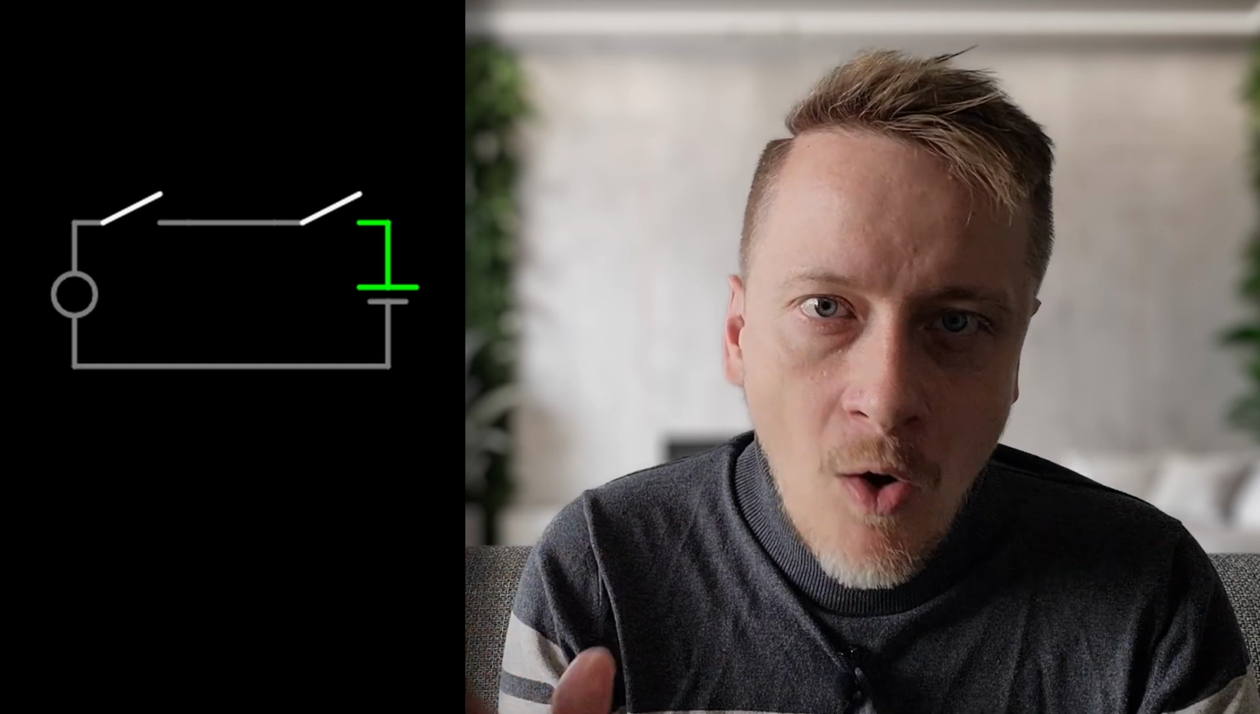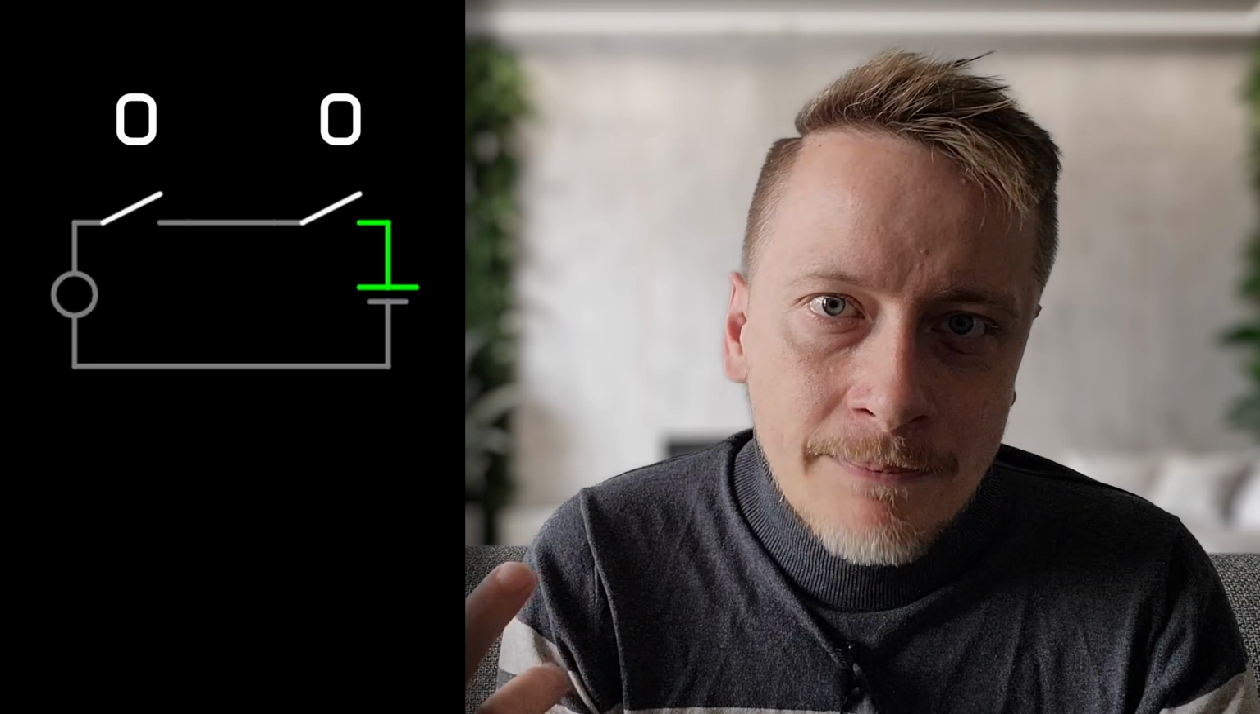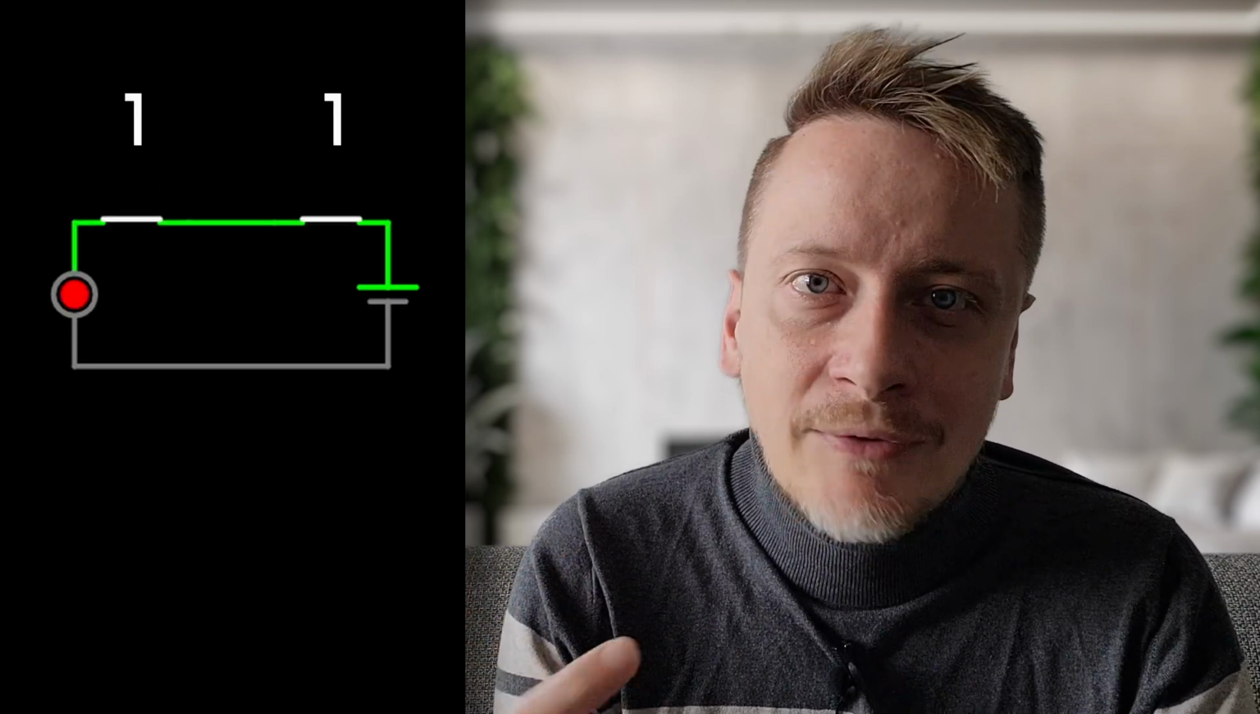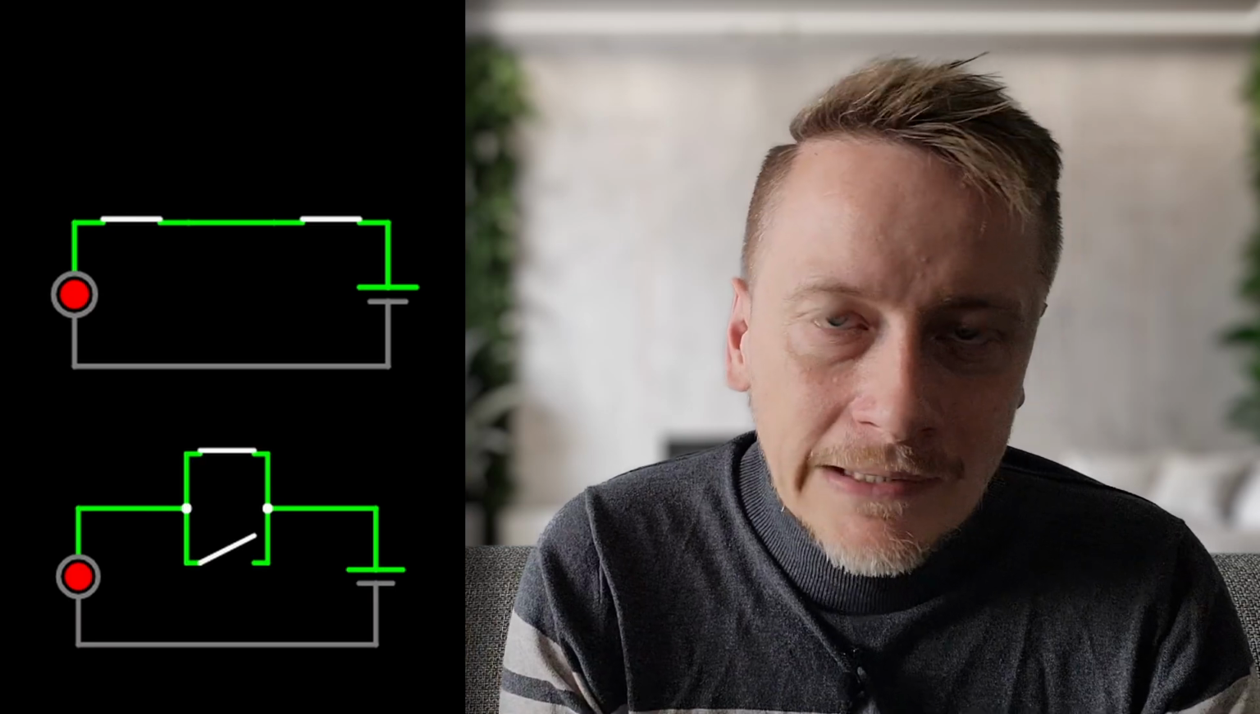Picture two light switches, one on the left, one on the right. If both switches are off, that's 0, in binary, no electricity flows. The bulb stays off. If both are on, 1, electricity flows and the bulb lights up. If only one is on, some systems still light the bulb. These behaviors form the basis of logic gates, tiny decision-making circuits.